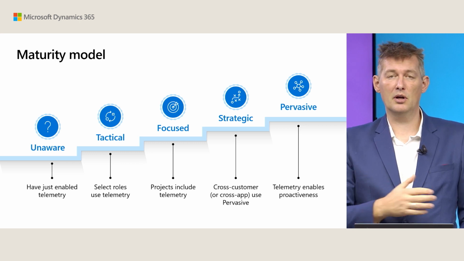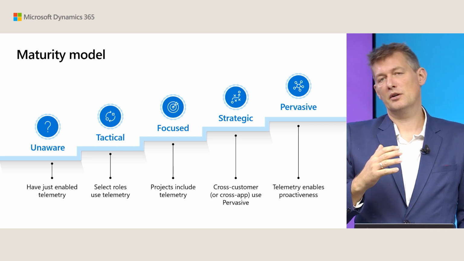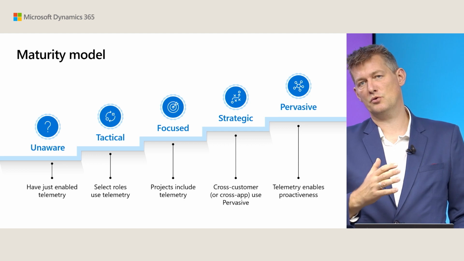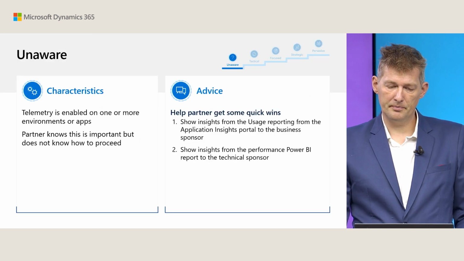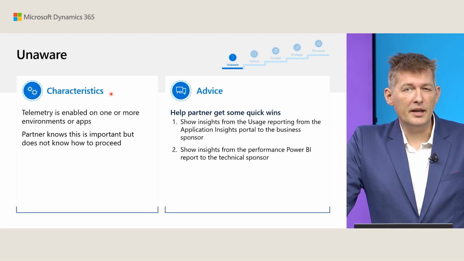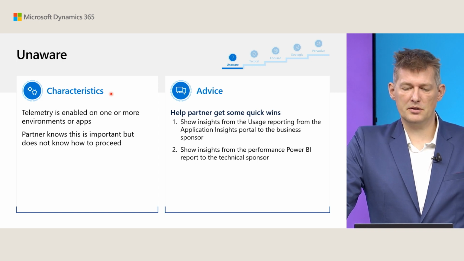So the maturity model describes the different stages and also gives you some quick wins that you might be able to take to get to the next stage. So let's take an example. Each of these slides has some characteristics that you might read your partner situation into. When you're unaware, this is typically where you have enabled telemetry on one or two environments or apps, or at least you know this is important, but you think, but what now, what?